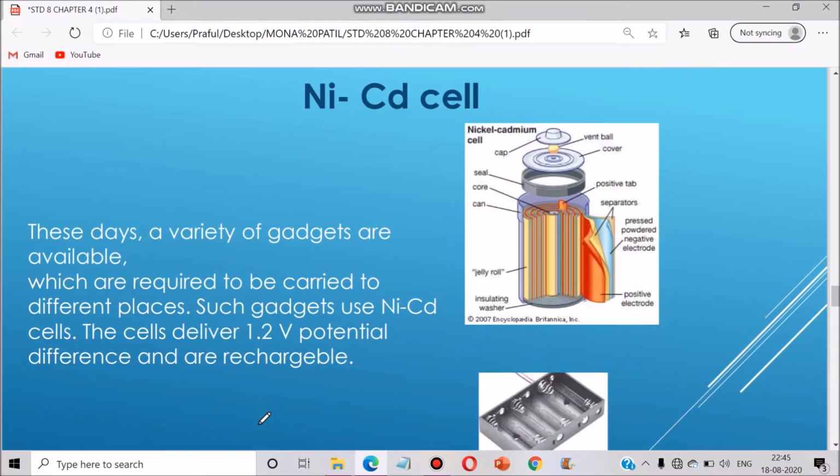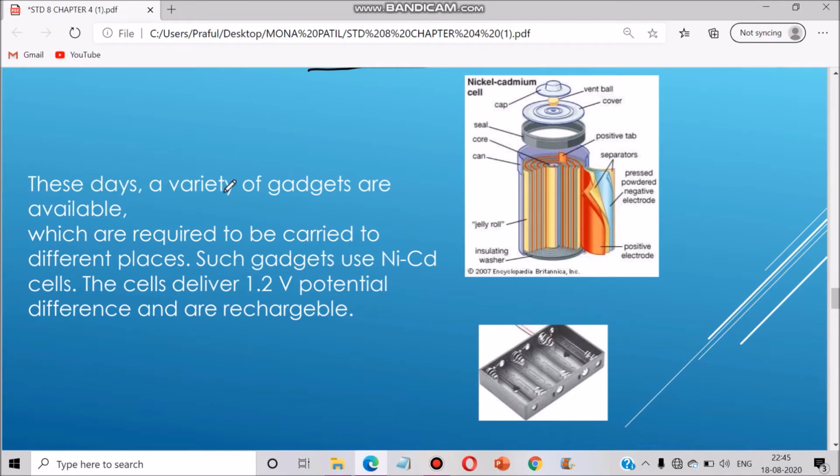Okay. Next is the nickel cadmium cell, NiCd cell. These days a variety of gadgets are available which are required to be carried to different places. Such gadgets use nickel cadmium cells. The cell delivers 1.2 volt potential difference and is rechargeable. Here you can see the diagram of the cell holder. Two or more cells can be carried here and can make a battery. When more cells come together, it forms a battery.